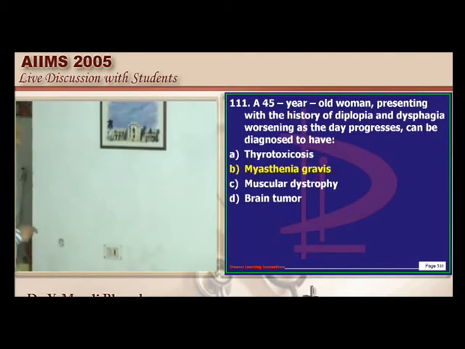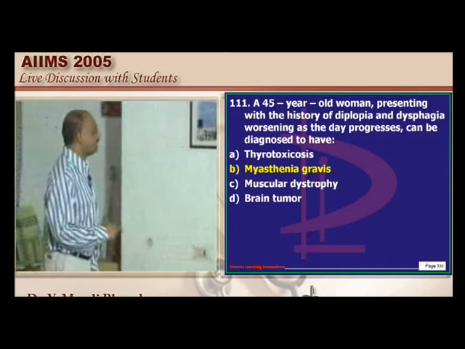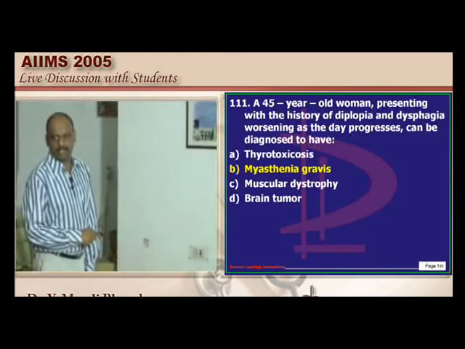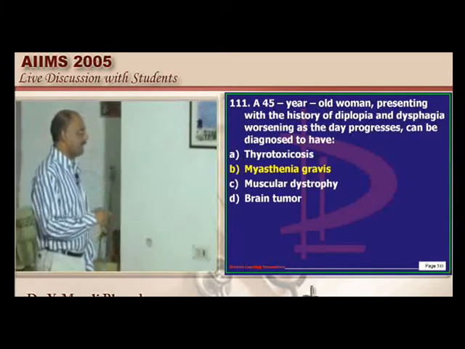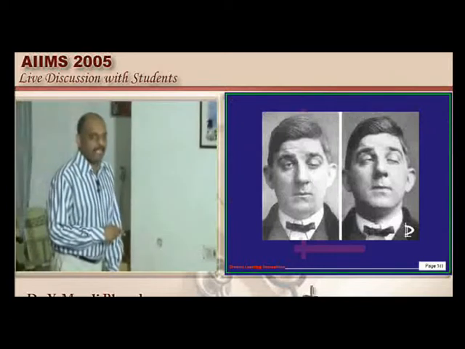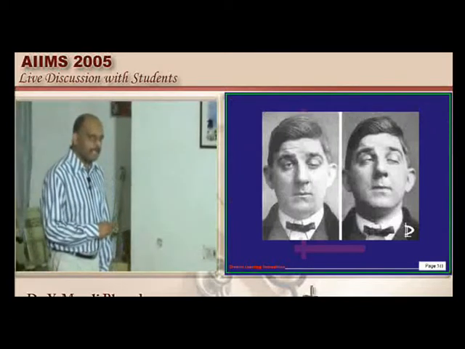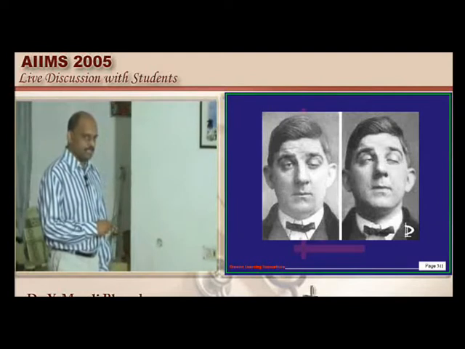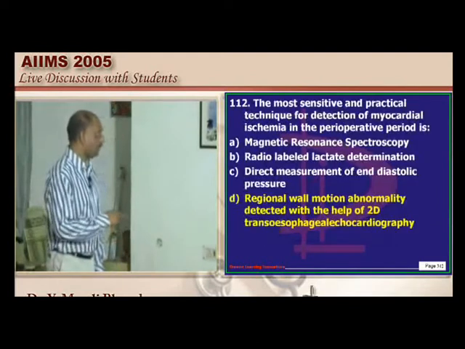A 45-year-old woman presenting with a history of diplopia and dysphagia worsening over the end of the day is classically a case of myasthenia gravis, which shows decremental conduction. By evening it will happen. Lambert-Eaton is the incremental conduction, which is seen in the case of small cell carcinoma as a paraneoplastic syndrome.